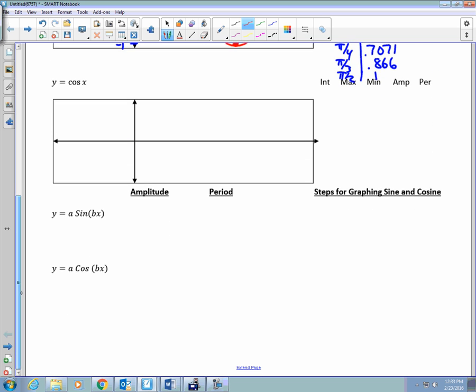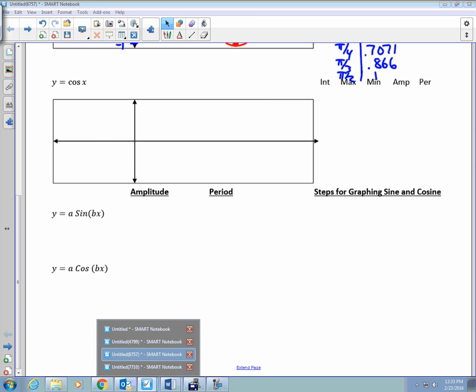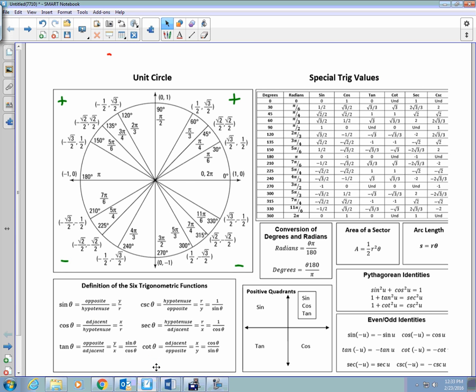Let's move on to cosine. Cosine is very similar, and I'm going to go right back to our unit circle. Is the cosine the x values or the y values? X values. So what do you notice? Tell me something that's similar about the x values and y values, and then tell me something that's different.